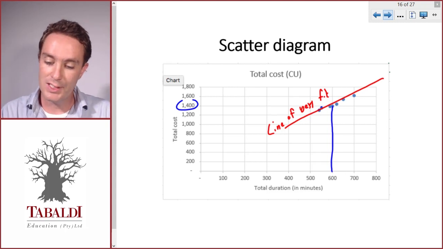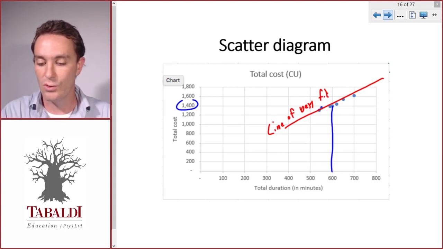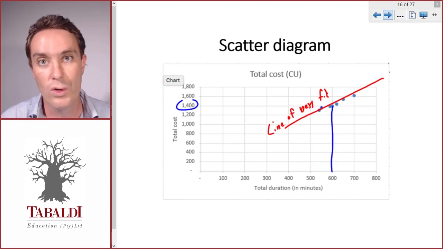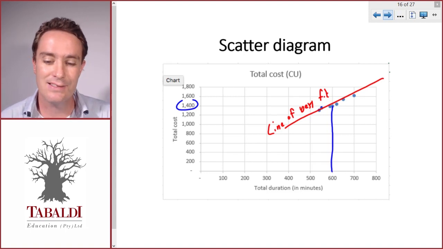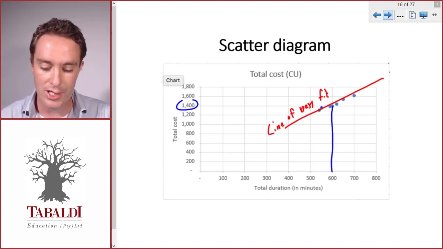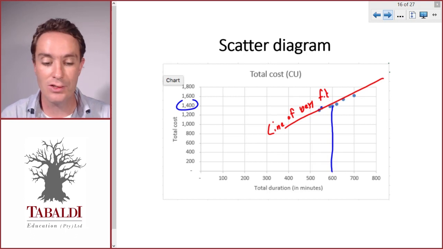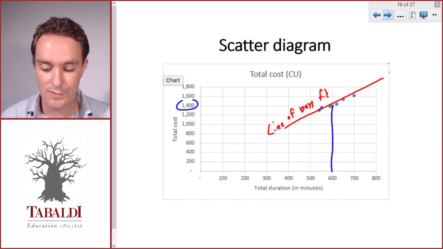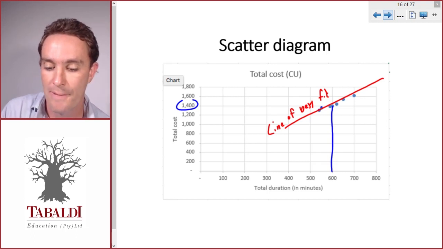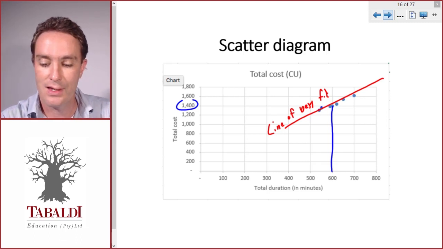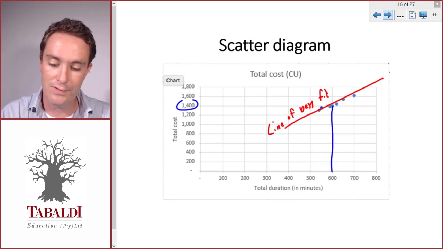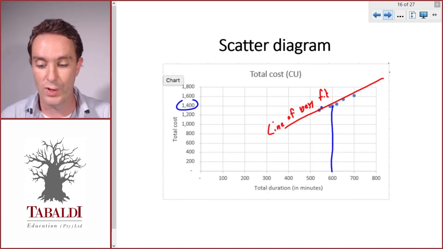Since the dots fall more or less in a straight line, this indicates that the relationship between total duration in minutes and total cost is much stronger than was the case for the total number of calls. And since there's a strong relationship, using this line of best fit for estimation purposes would be more accurate.